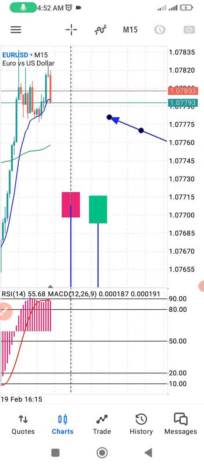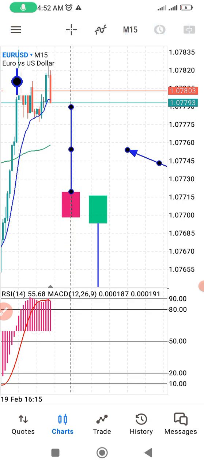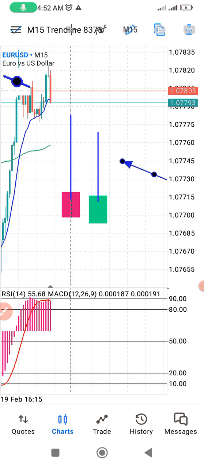Then the opposite of it is for a sell. What do we mean? When you have this and you have this, the wick is 2 times the body of the candlestick. This wick from here to here must be at least 2 times this body.